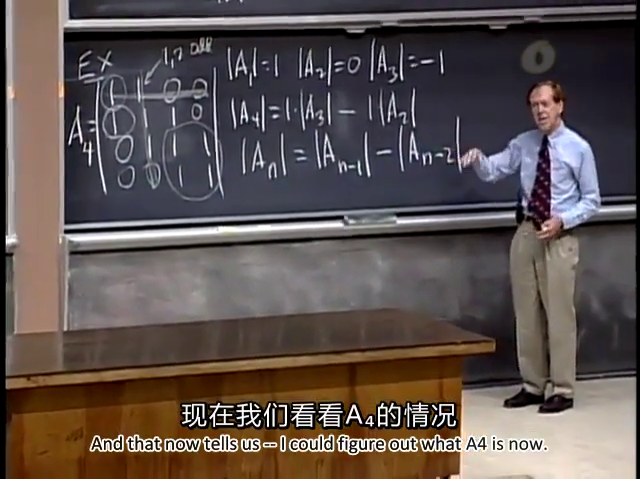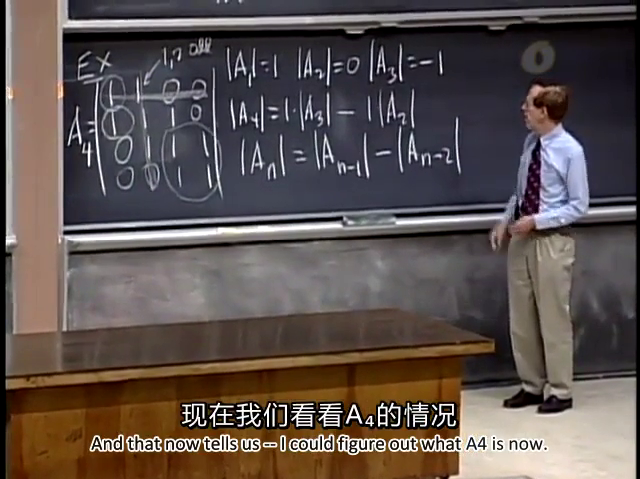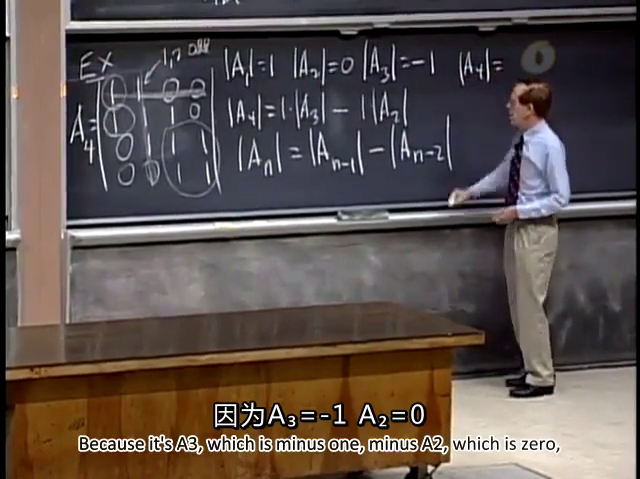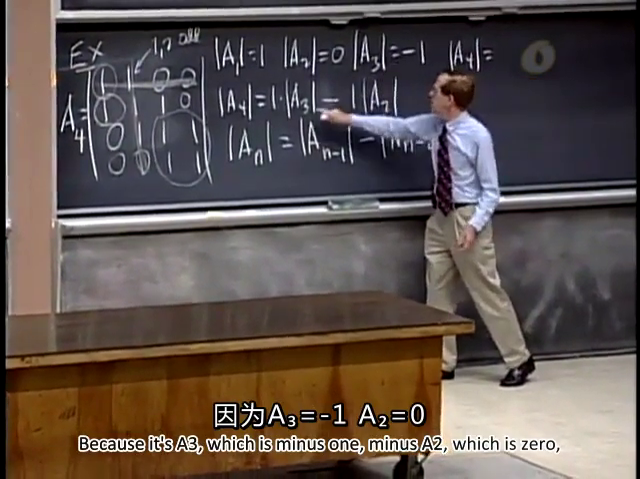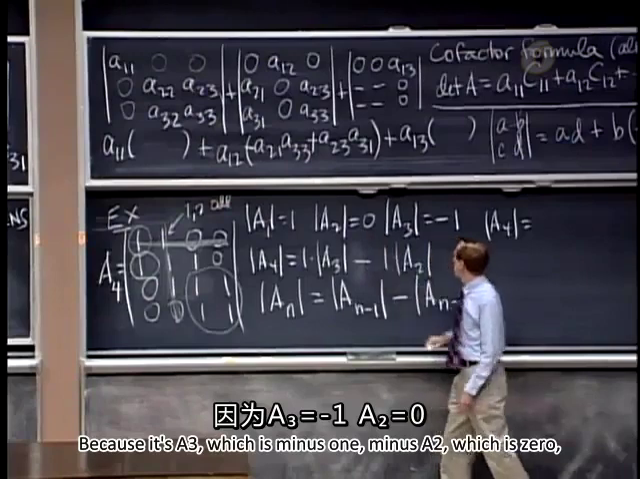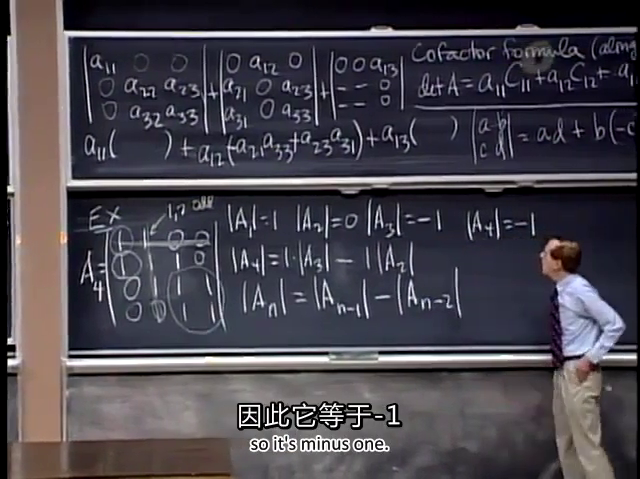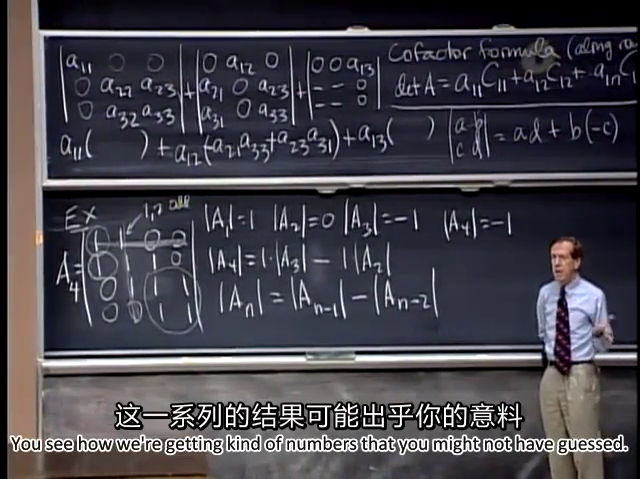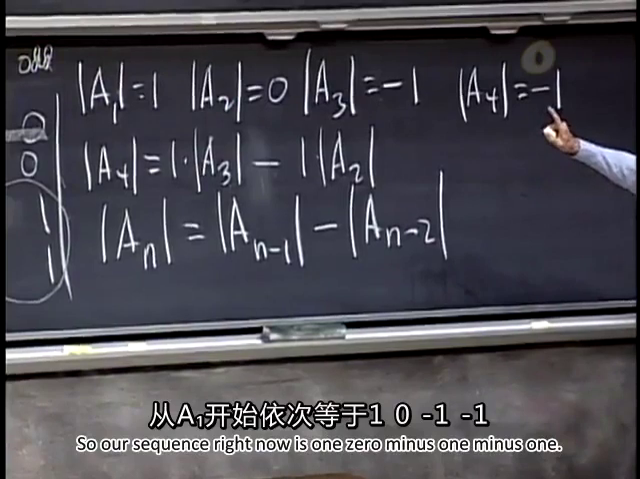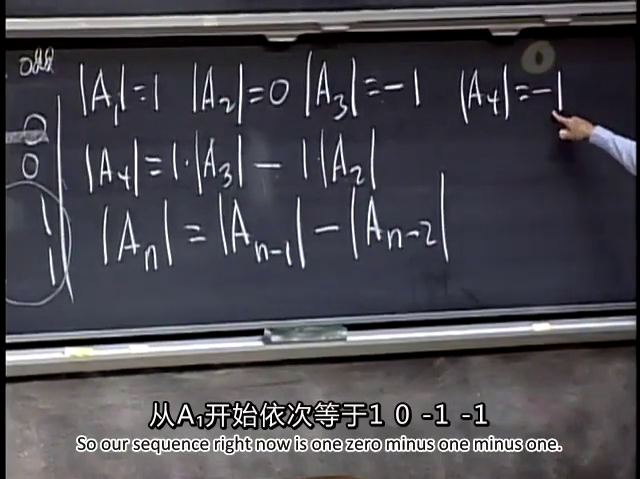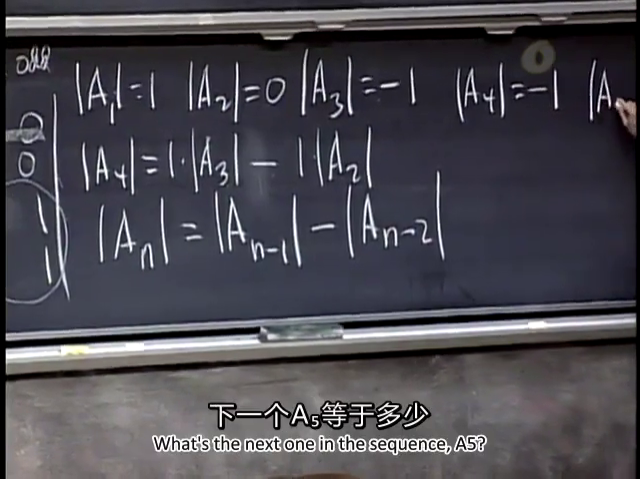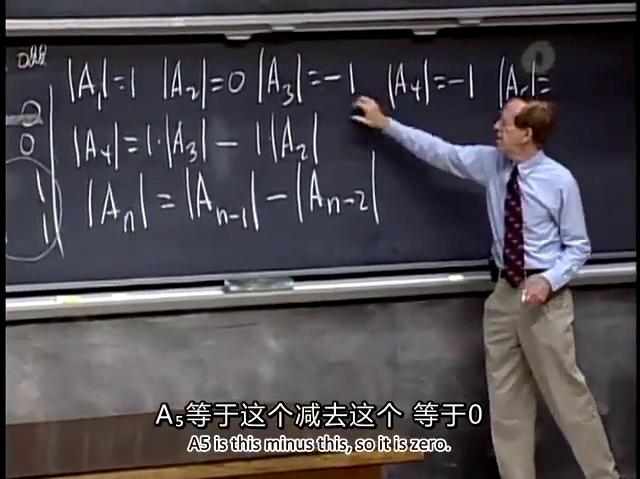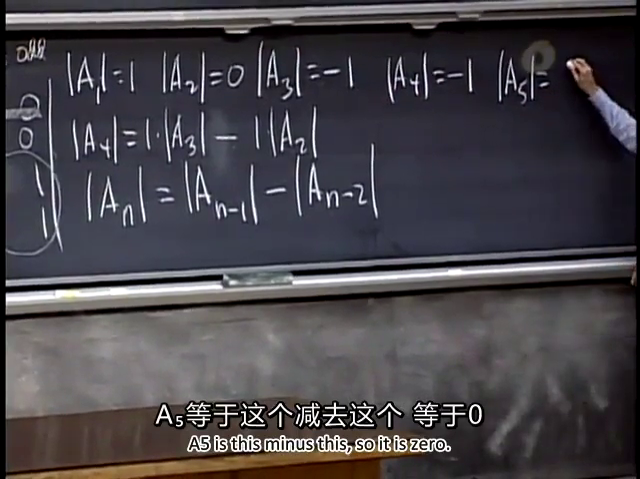And that now tells us I could figure out what A4 is. Oh, yeah, finally I can get A4, because it's A3, which is minus 1, minus A2, which is 0, so it's minus 1. You see, we're getting kind of numbers that you might not have guessed. So our sequence right now is 1, 0, minus 1, minus 1. What's the next one in the sequence? A5 is this minus this, so it is 0.